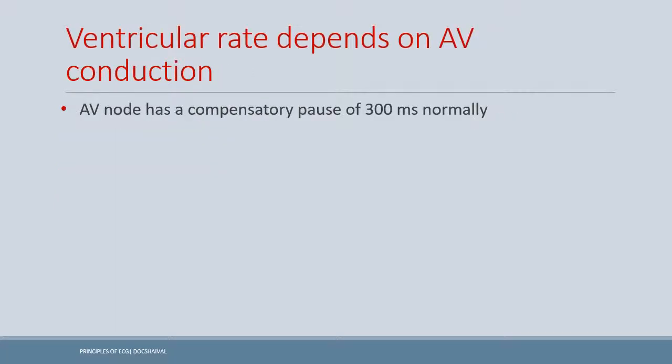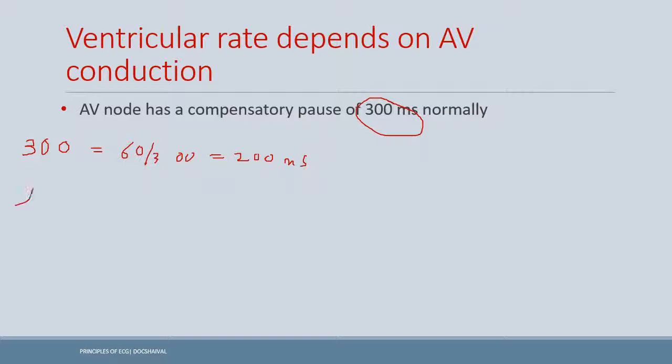Another high yield principle to be aware of is about the ventricular rate. Now, ventricular rate depends upon the AV conduction ratio. Now, the AV node, as we know, acts as a checkpoint and has a compensatory pause of 300 milliseconds. Now, what is happening in atrial flutter is that, let's say the atria are beating at 300 beats per minute. So what would be the next beat of the atria? We can see by dividing 60,000 by 300, which would be around 200. So in 200 milliseconds, the next atrial beat would come.